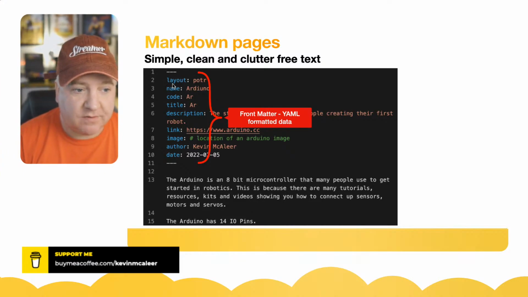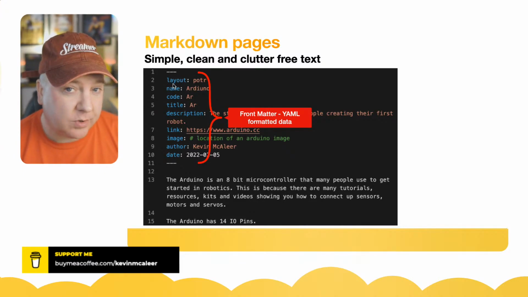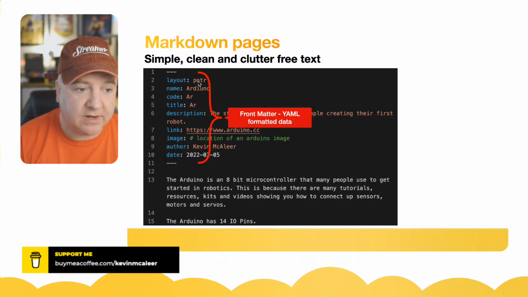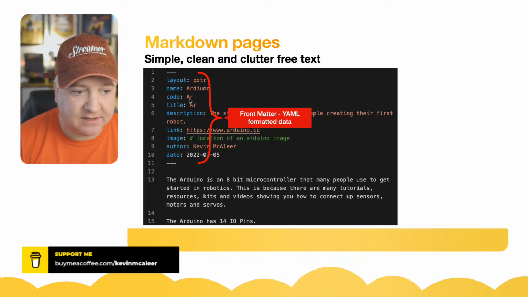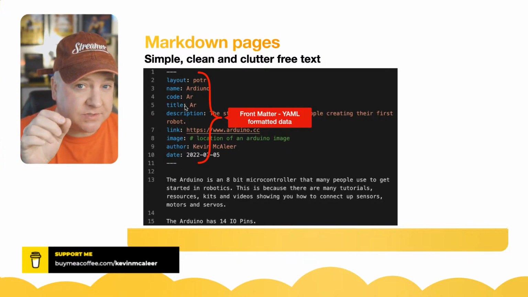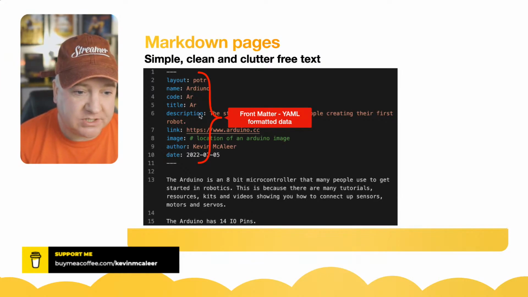Collectively, they call this front matter. Front matter has things like what is the template that we're going to use for our web page. On this one, I've got a template called POTR, Periodic Table of Robotics. Then we have a name for the page, so that's Arduino. I've created a tag that I'm calling code, which is AR, that's the value there. Title, that's going to be the title that appears on the top of the browser when you look at the page. We've got a description in there as well.